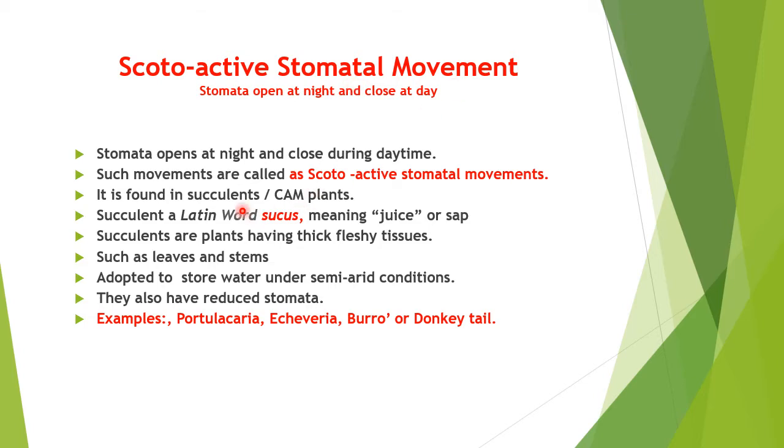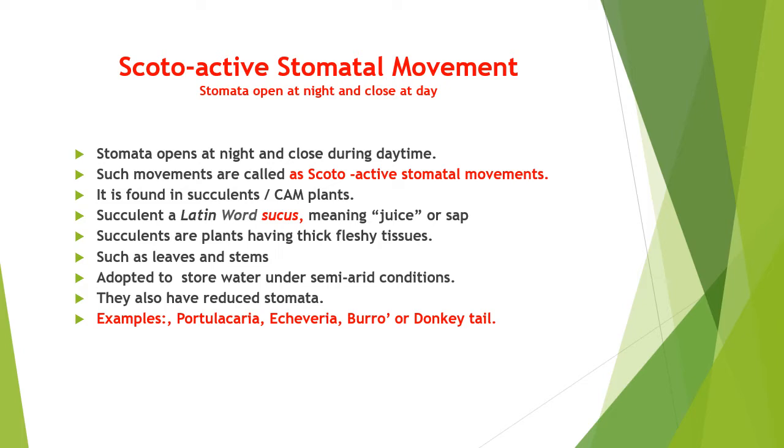It's found in succulents as well as in some CAM plants. Succulent is a Latin word, succus, meaning a juice or a sap. These plants have thick fleshy tissues such as leaves and stems which are adapted to store water under semi-arid or arid conditions. They also have reduced stomata. Some examples are Portulacaria, Echeveria, burro's or donkey's tail.